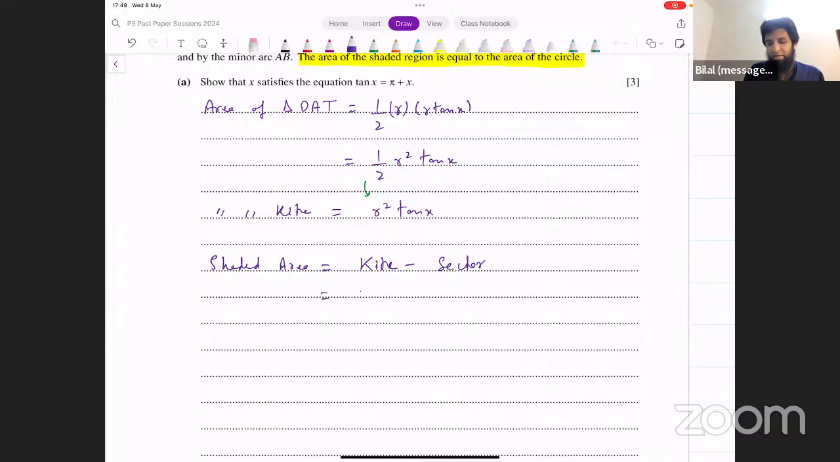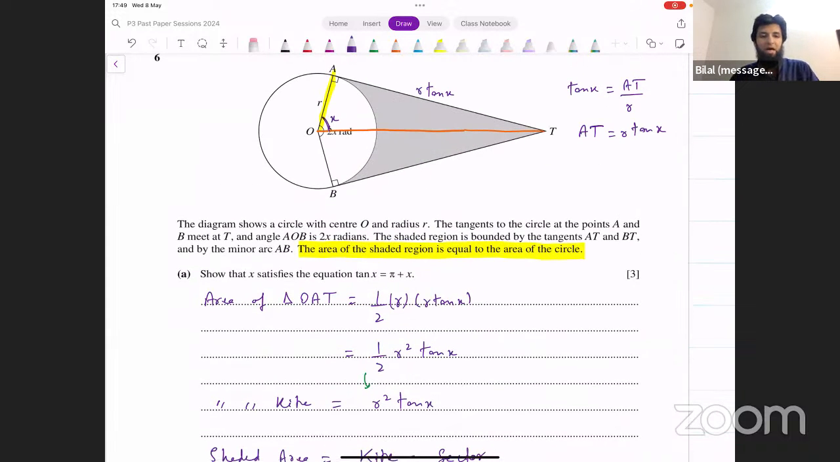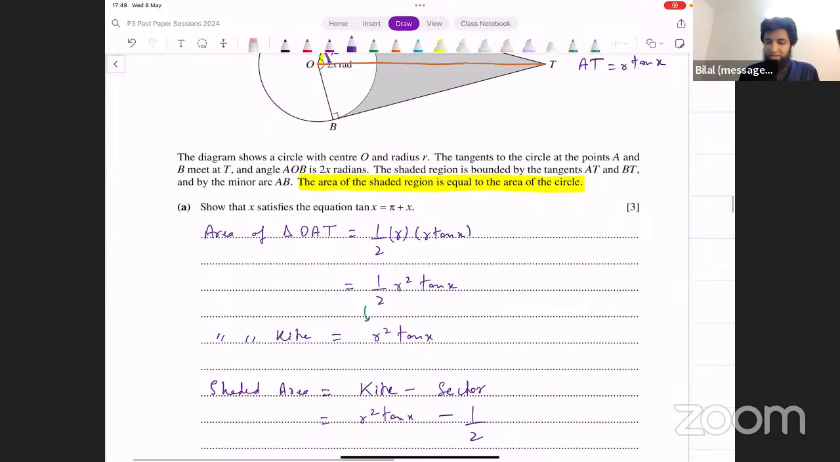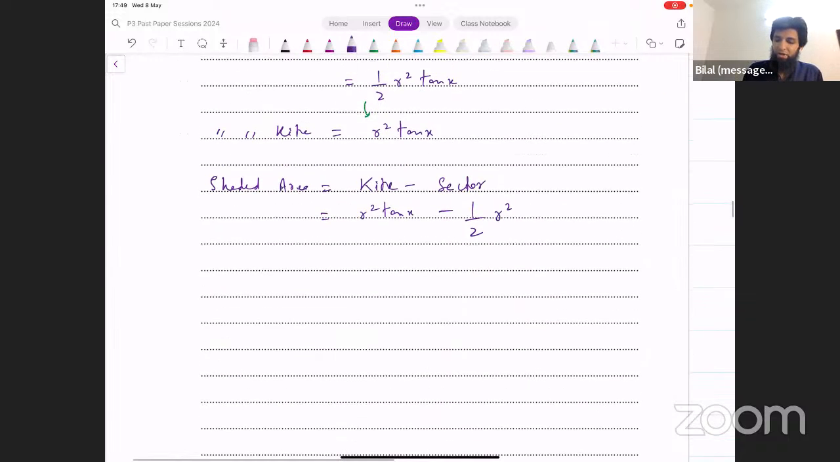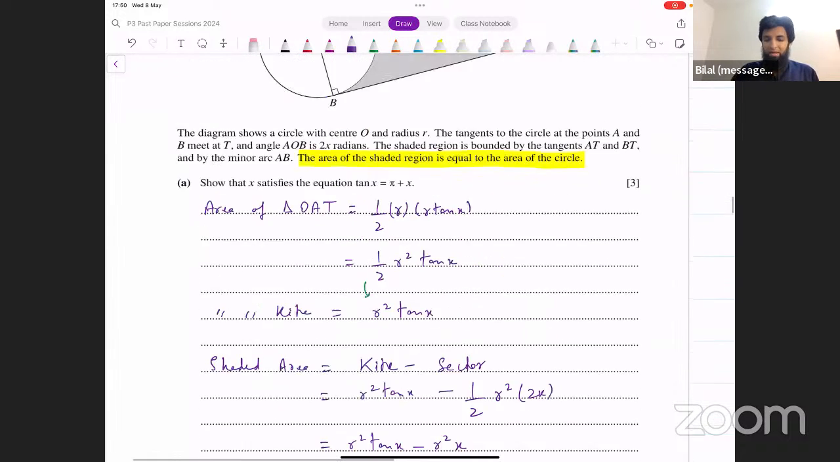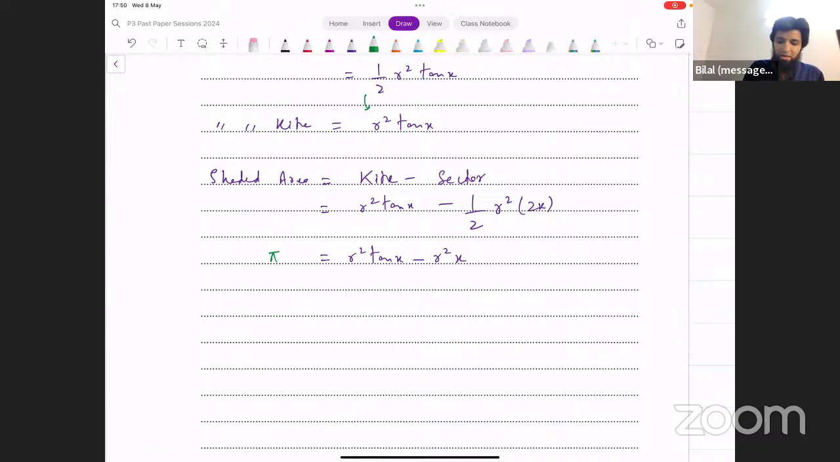We've got the area of the kite, that is r squared tan x. Subtract from that the area of the sector. What's the area of the sector? The formula for that is half r squared theta. Radius is r, so that's half r squared into the angle. This whole angle is 2 times x. So r squared into x. Let's simplify this. We get r squared tan x minus r squared x. Now this is the shaded area. They said the area of the shaded region is equal to the area of the circle. What that means is this area should equal pi r squared.